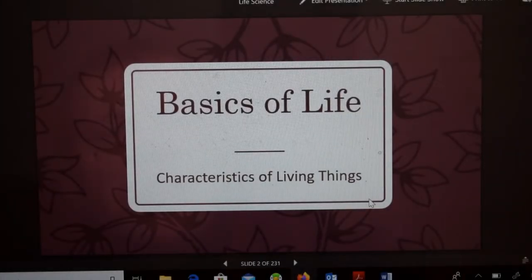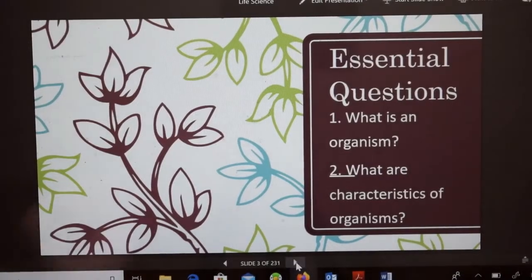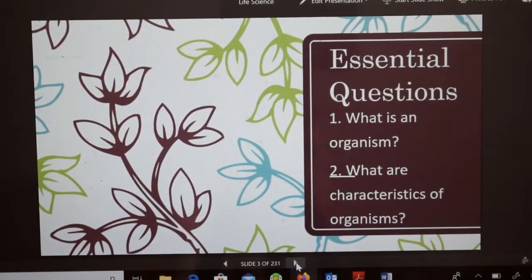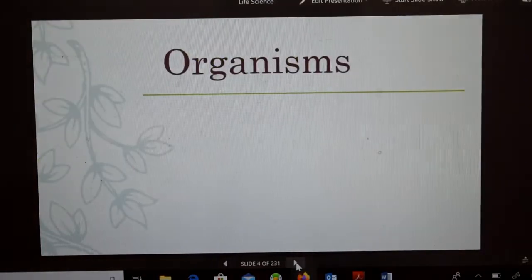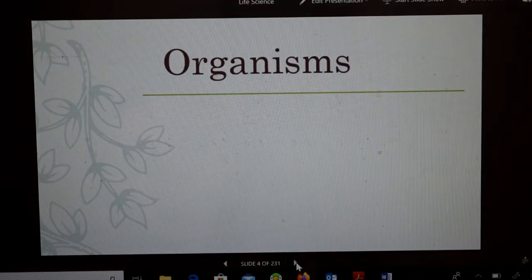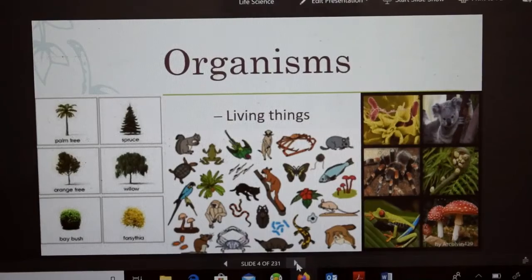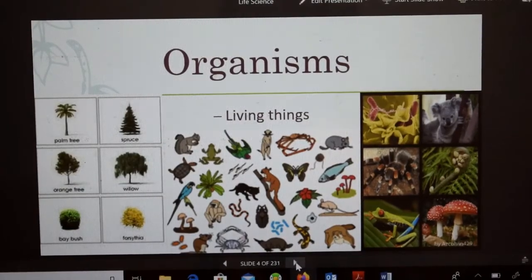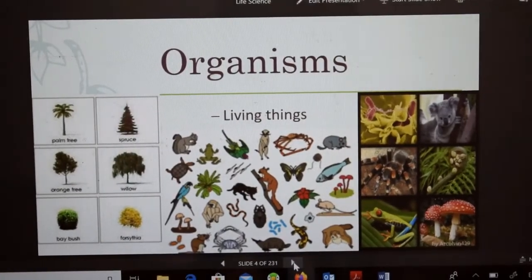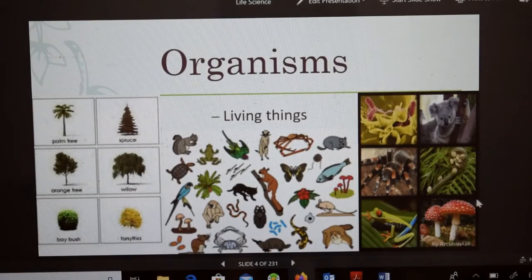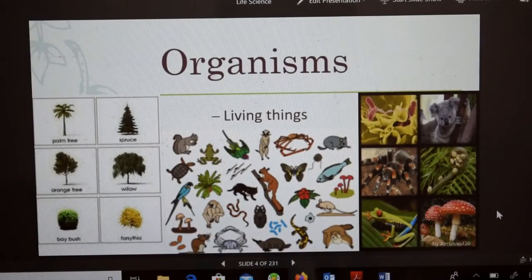So we have basics of life, characteristics of living things. The big question that we're going to answer today, well, there's two questions. One is, what is an organism? And two, what are characteristics of organisms? So our first definition here is, what is an organism? An organism is basically any living thing, anything that's alive. So it could be a plant, animals, bacteria. If it's alive, it's an organism.